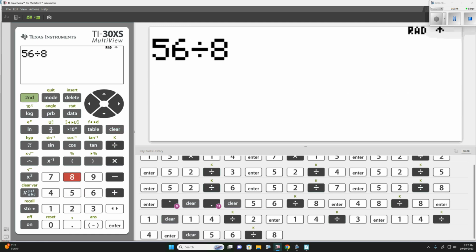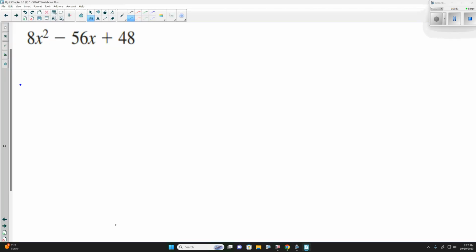56 divided by 8 is? 8 is the greatest common factor. So we can factor it out of all three terms. Or really, we're dividing each term by 8. So 8x squared divided by 8 would leave us with x squared. Negative 56 divided by 8 would be negative 7x. And 48 divided by 8 would be plus 6.